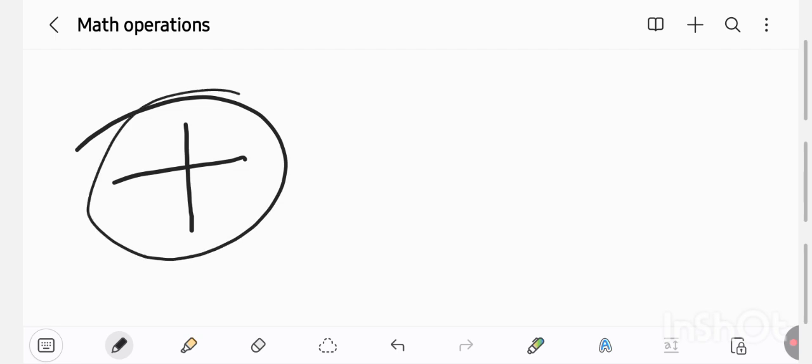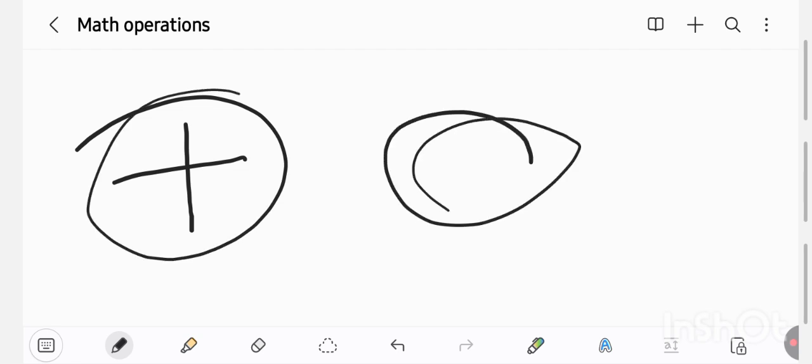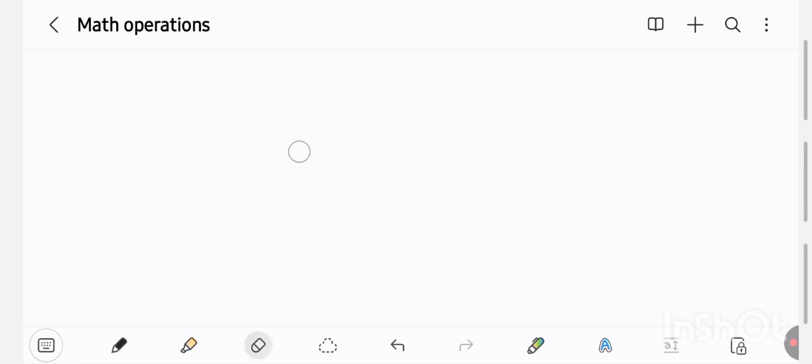Now, when you have such an addition, this is the addition sign, which actually represents adding two positive values. It just doesn't mean addition.